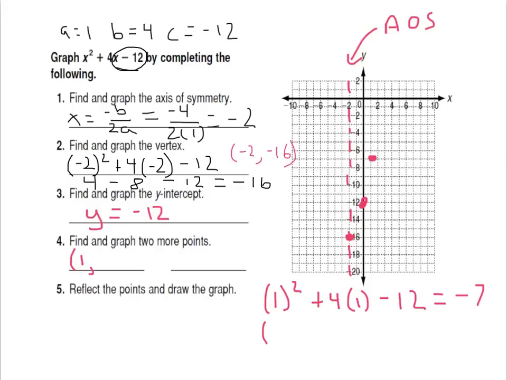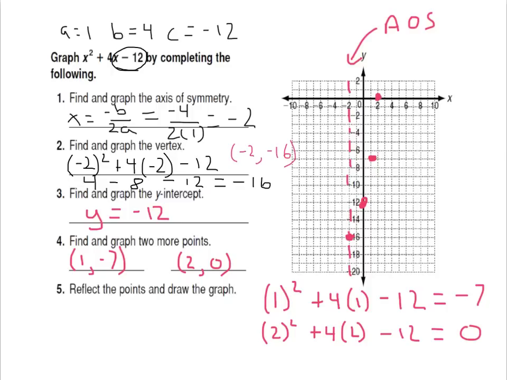And then let's plug in 2. So if we have 2 squared plus 4 times 2 minus 12. 2 squared is 4. 4 times 2 is 8. 4 plus 8 is 12. 12 minus 12 is 0. So that means at 2, it's going to be at the point 2, 0. So we have 1, negative 7, and we have 2, 0.